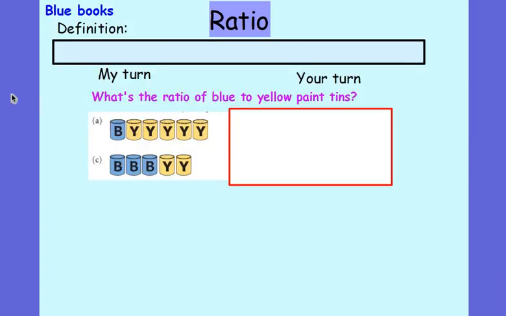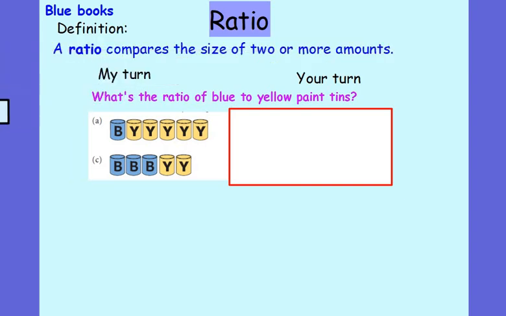Right, blue book's out for me, Year 8. Can I have the title ratio? And underneath the title, can you write this definition? A ratio compares the size of 2 or more amounts. So before we were comparing the amount of sugar versus all other ingredients in Nutella. Now we're going to be looking at some different examples. Pause the video and write that in your dark blue books now, please.